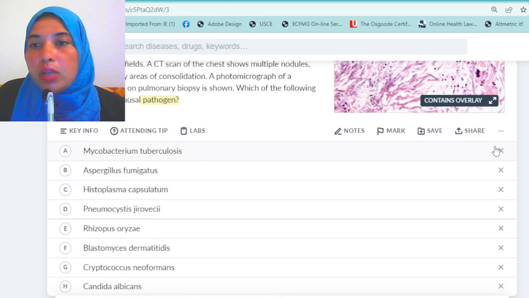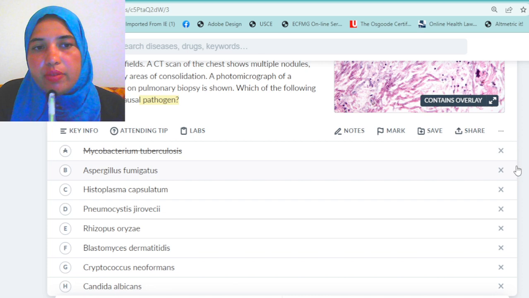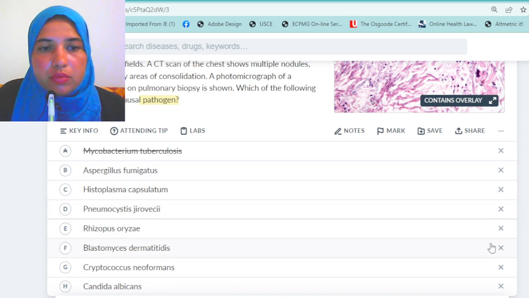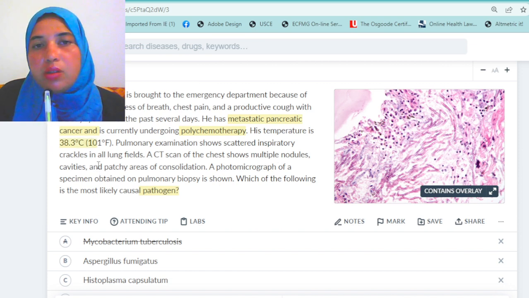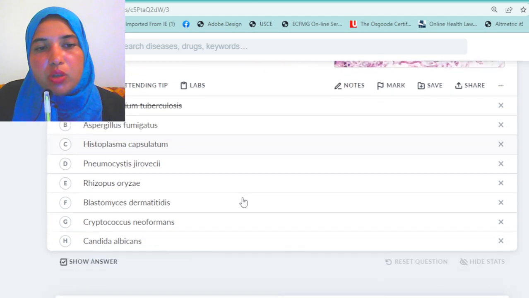Okay, so let's remove TB already without reading the rest of the clinical vignettes. I'm going to remove TB. I'm going to keep the rest of these guys and just see what's up. 64-year-old man is brought to the ER because of fever, chills, shortness of breath. He has metastatic pancreatic cancer and is currently undergoing polychemotherapy, so he might be immune suppressed because of that. His temperature is 38, so he has a fever. Pulmonary examination shows scattered inspiratory crackles in all lung fields. CT shows multiple nodules, cavities, and patchy areas of consolidation. A photomicrograph is shown. So what could it be?